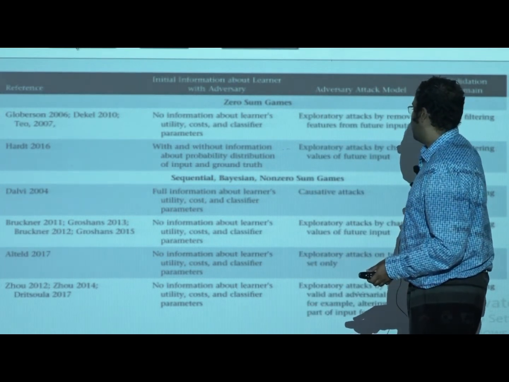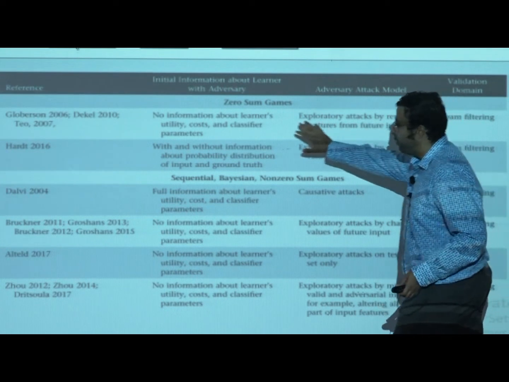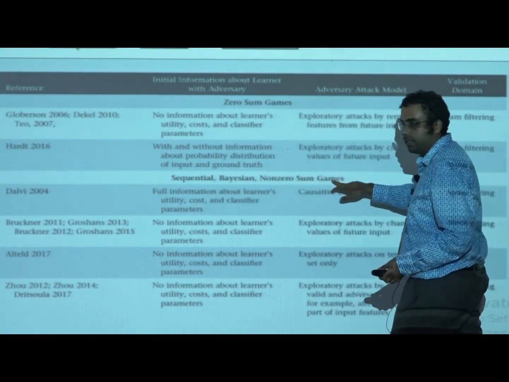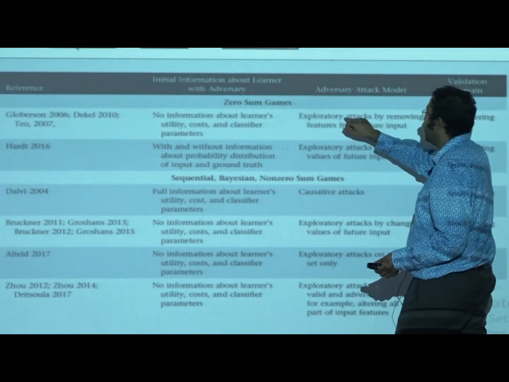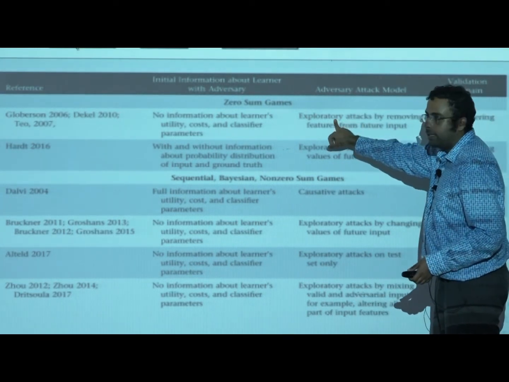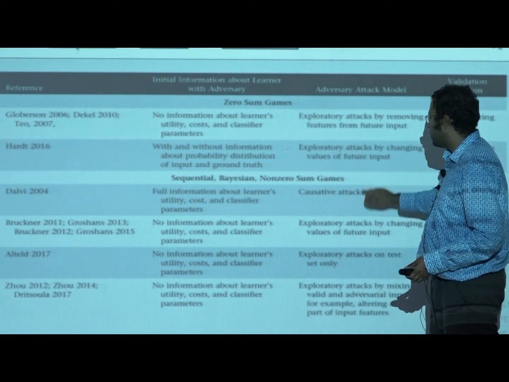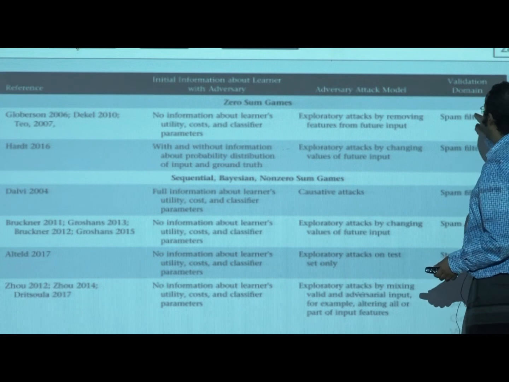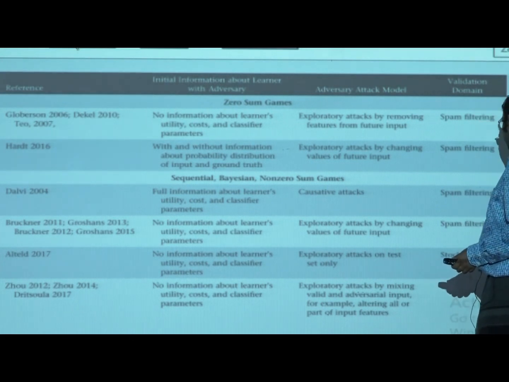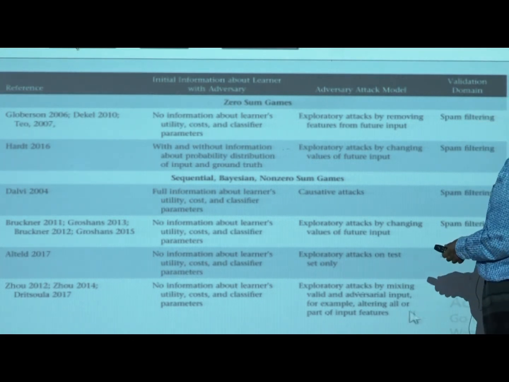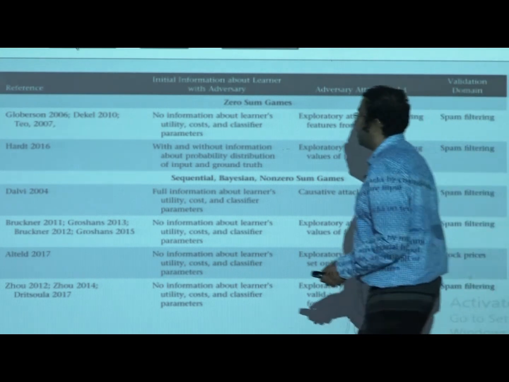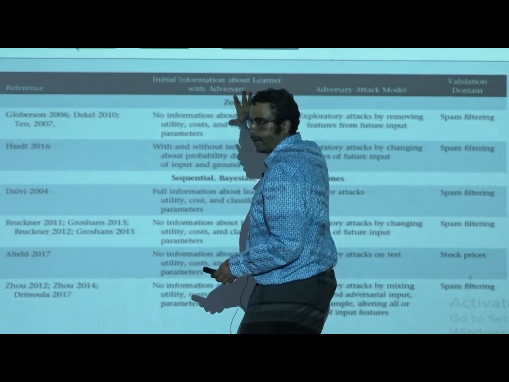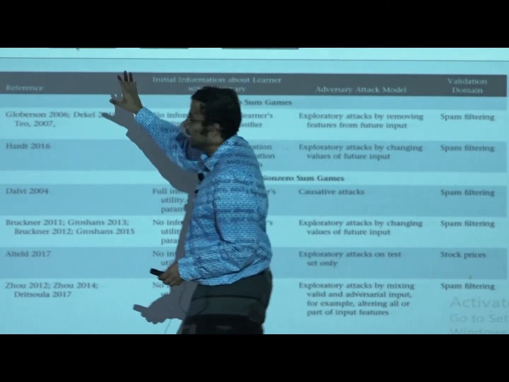Okay, and this information is used to create sequential, Bayesian, non-zero, etc. games with the target, and the resulting attack scenario can be exploratory or causative or combined or hybrid and so on, right? And finally your spam filtering, stock price prediction, etc. is being targeted. So these are real papers which have used this kind of game theoretical modeling to create an APT attack.